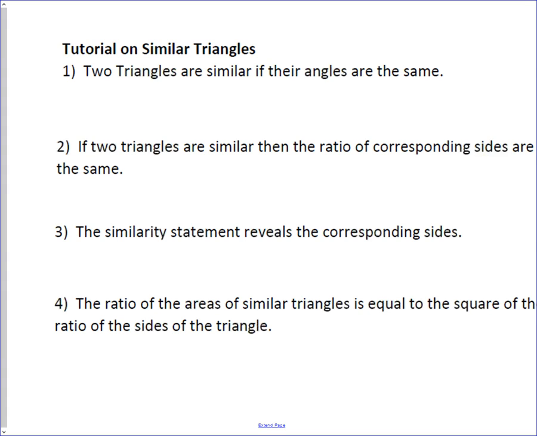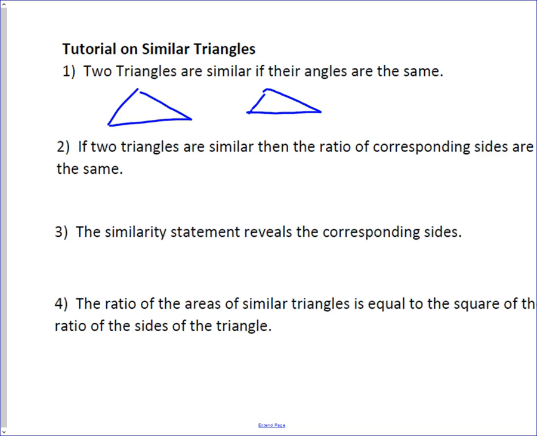This video is a short tutorial on similar triangles. When you're looking at similar triangles, what we're talking about are two triangles that look very similar but are not the same size. So for example, something like that. These two triangles look similar but are not the same size.